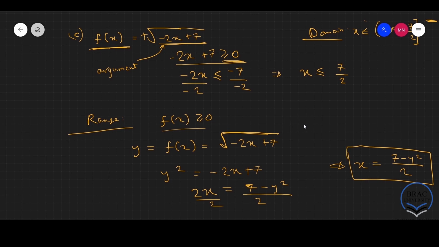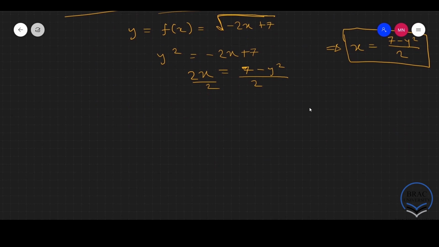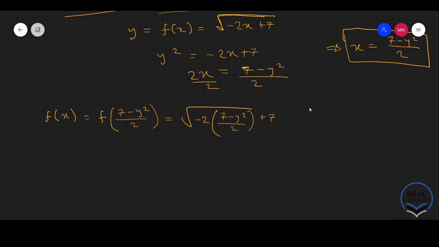Now we can substitute this value of x into our original function. So f of x is equal to f of 7 minus y squared divided by 2, which is equal to the square root of minus 2x, but x is 7 minus y squared by 2, plus 7. Now our 2's cancel out, and we have a negative sign here and a negative sign here. So negative, negative, we get a positive y squared minus 7 plus 7, and this gives us the positive square root of y squared.